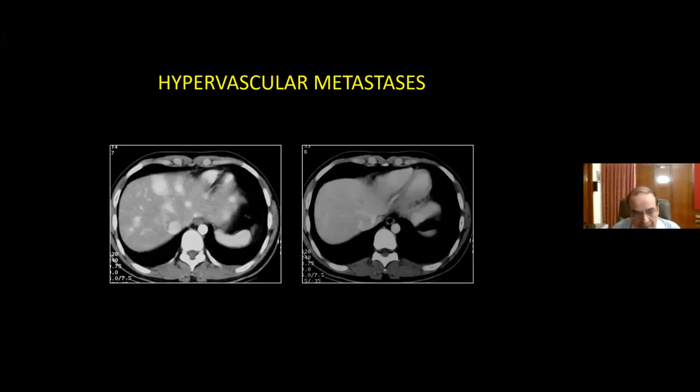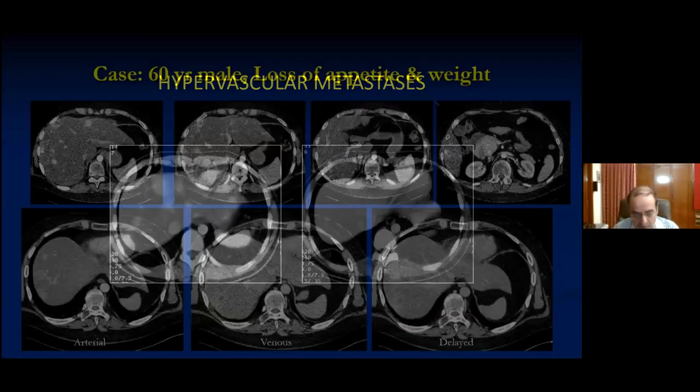This is the rarer appearance of metastatic deposits, the hypervascular metastases, which can enhance uniformly in the arterial phase, and they may become totally isodense to the background liver. They are more difficult to differentiate from multifocal HCCs.